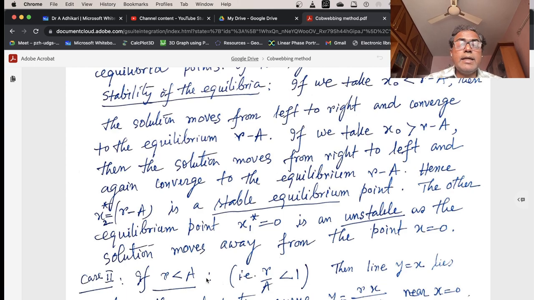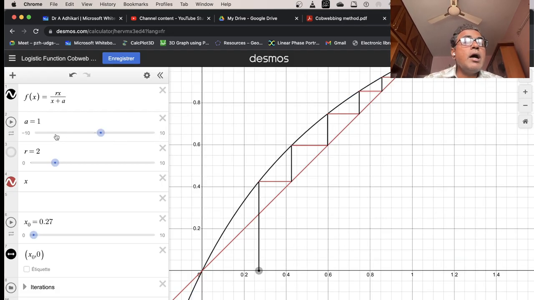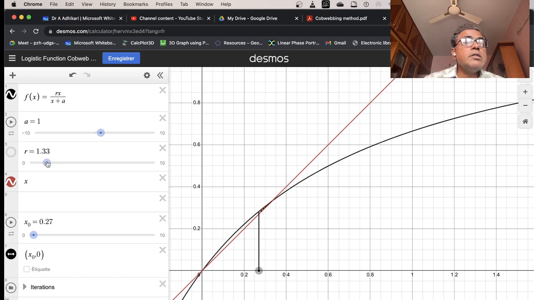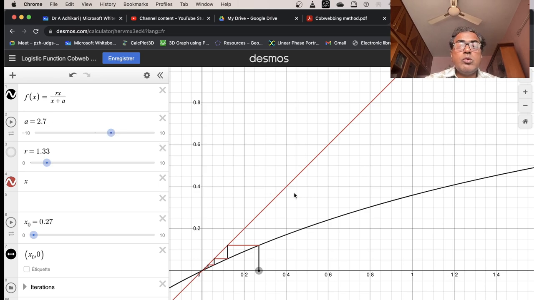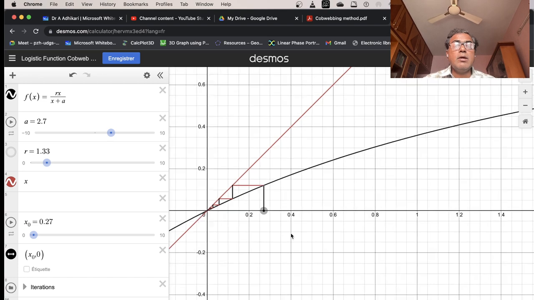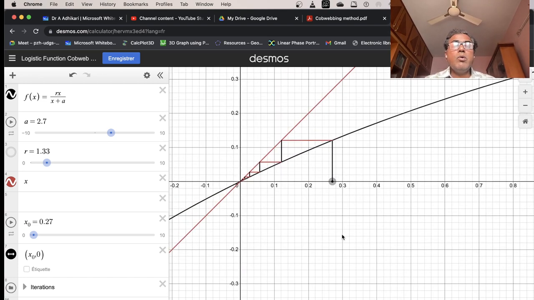And if r is less than a, so put here r is 1 and a is 2. Then clearly from this figure, the red line is the diagonal line y equal to x, and this black curve is the reproduction curve y equal to rx by x plus a. So we get only one intersecting point, the origin, which is the equilibrium point. So x0 is here, by Cobweb.